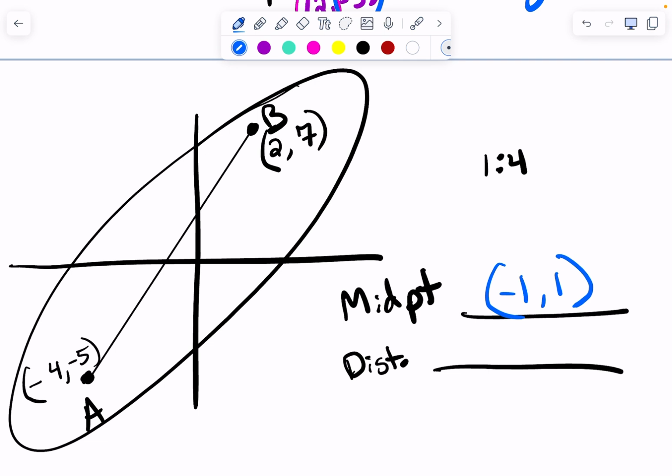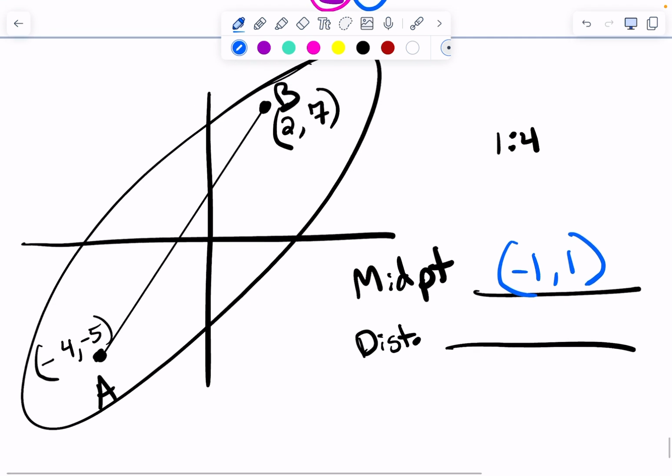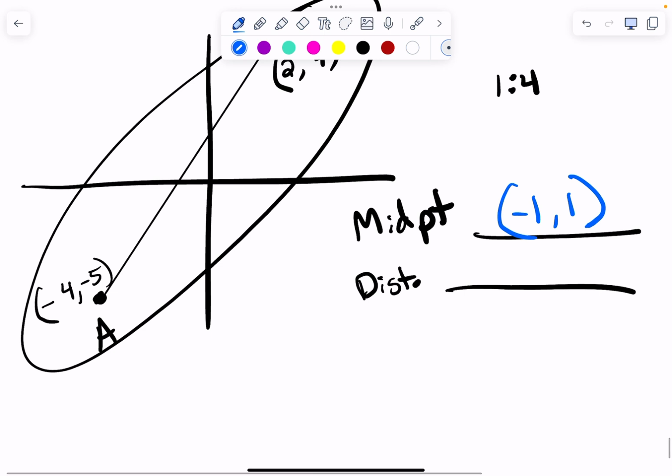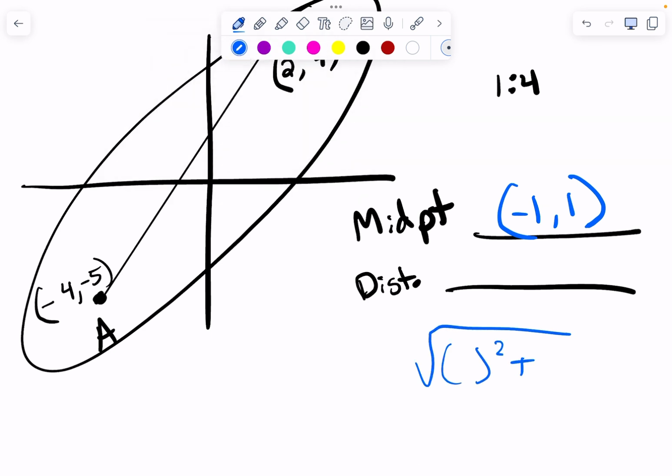Did you get -1 for your midpoint? Your distance. Okay, everybody watch real quick and then I'll have you do one more. Distance formula. You should set this up every single time. Square root of your two pieces squared. A squared, B squared, C squared.